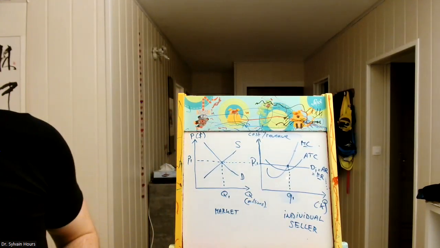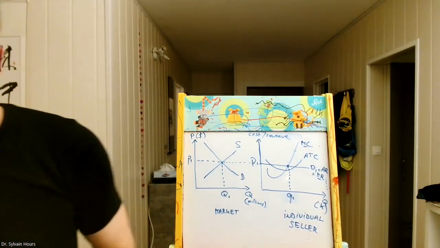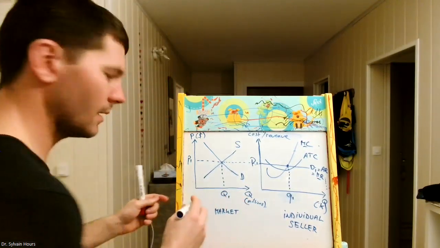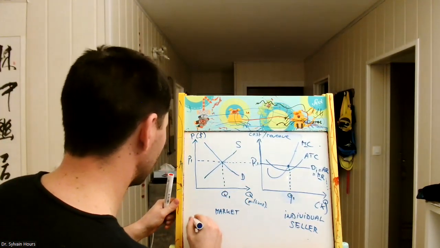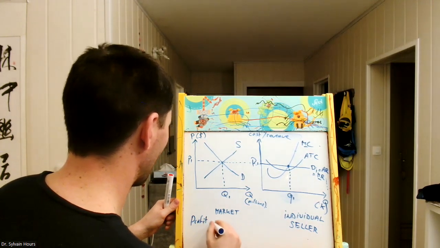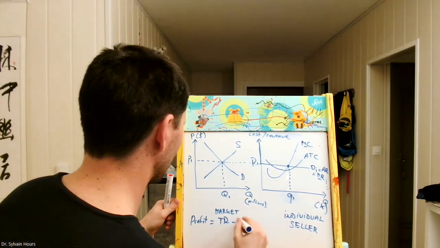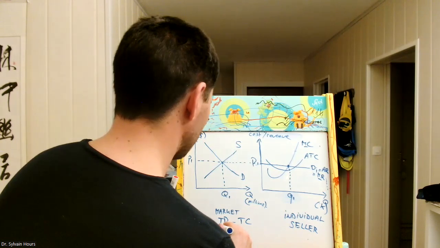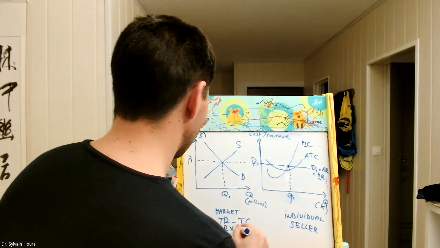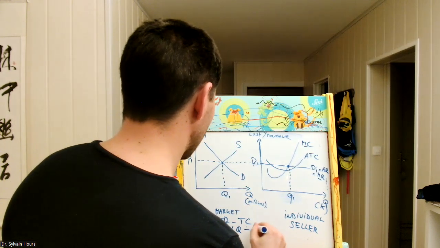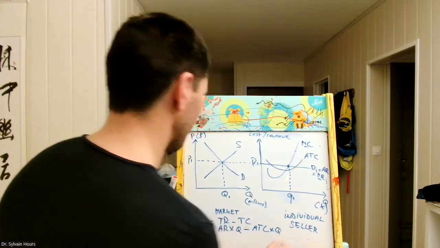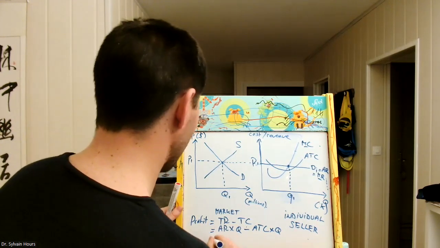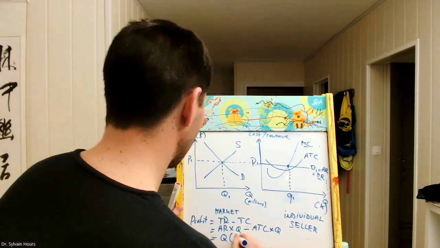I don't know if I should do it because my diagram is a bit small, but basically, remember that profit is total revenue minus total cost, okay? Which is the same as average revenue times quantity minus average total cost times quantity. And the average revenue is the price. So that's just Q times P minus ATC.